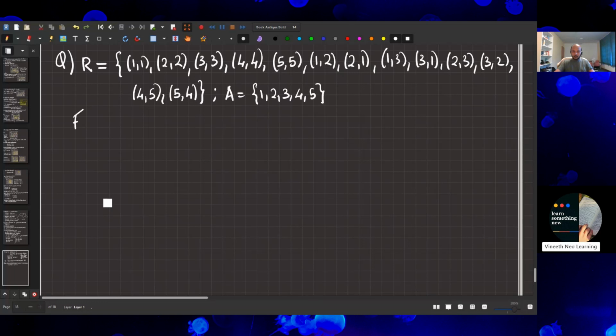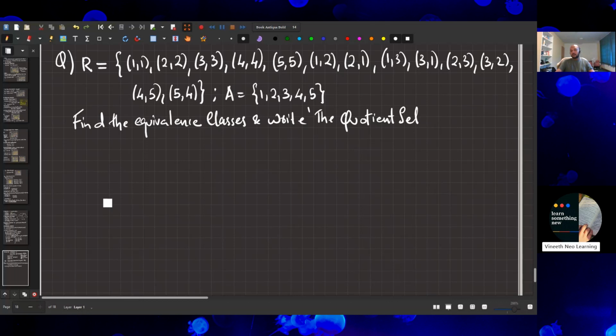The question is: find the equivalence classes and write A mod R. Write the quotient set of A modulo R, also written as A mod R.